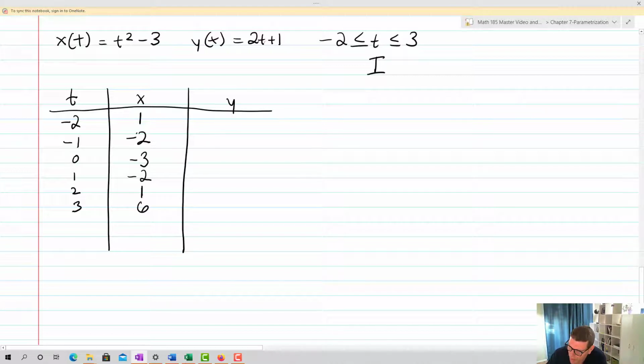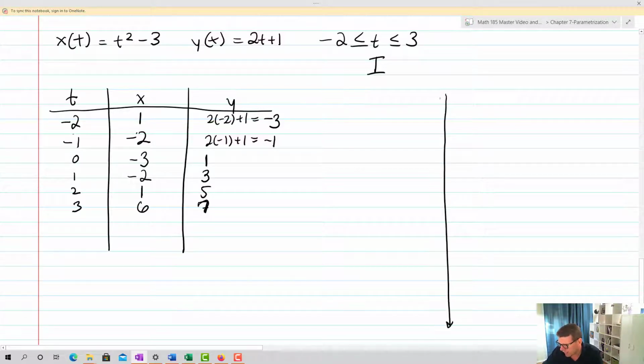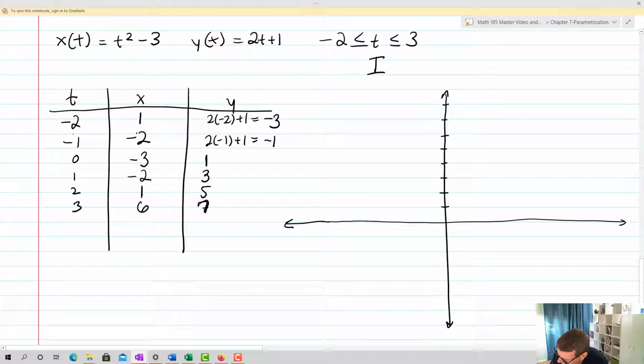Now let's take a look at y of t. We'll plug in negative 2. And so that's 2 times negative 2 plus 1, which is going to end up equaling negative 3. Then we'll have 2 times negative 1 plus 1. Okay, and that's negative 1. And then we'll go up by 2 because this is linear. So this is going to be 1, 3, 5, and 7. And so now we have a table of values that we can actually use to graph. And the cool thing about this is it won't be perfect sometimes. Sometimes it will be, like with linear equations. It could probably be very good. But what it will be is pretty good. And it'll give you a general idea of what this parametric curve looks like.